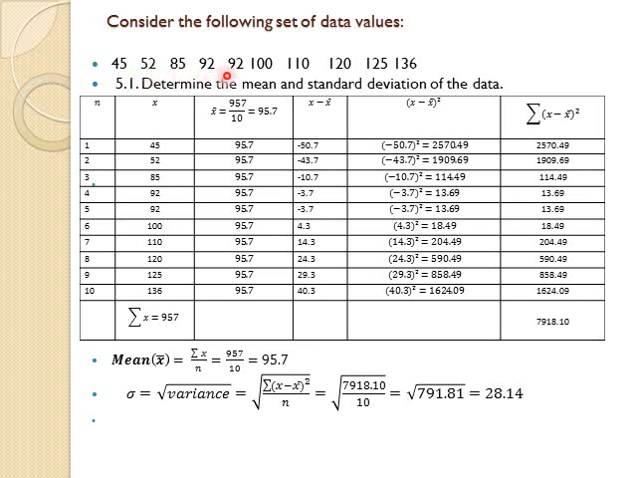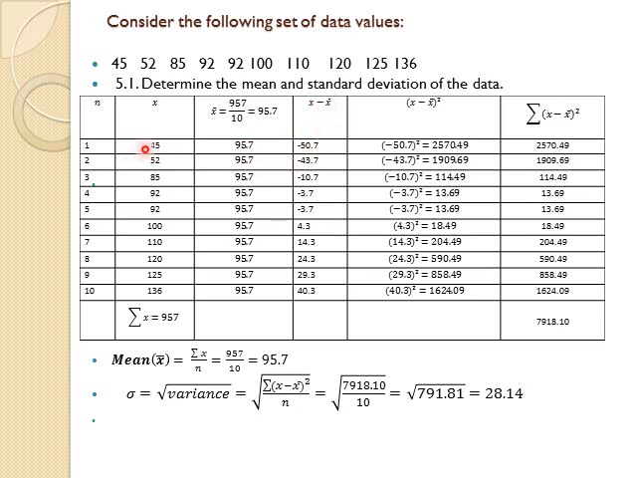45, 52, 85, 92, 92, 100, 110, 120, 125, 136. Alright, they have listed them. As you can see, I have 10 values. So, n equals 10. If I add them all together, the sum of all the values is 957. To get my mean, it's going to be 957 divided by the 10 values, which gives me 95.7.